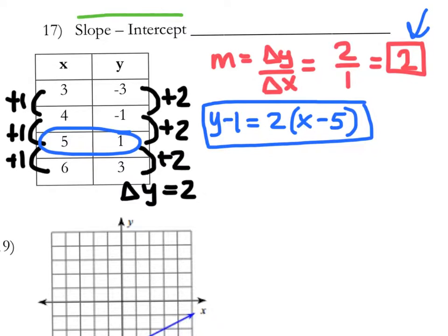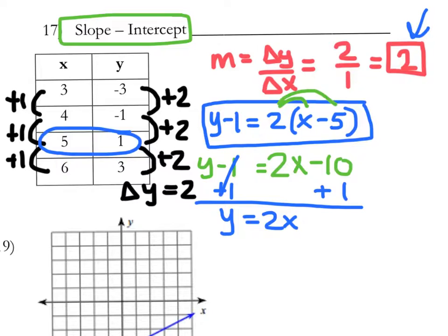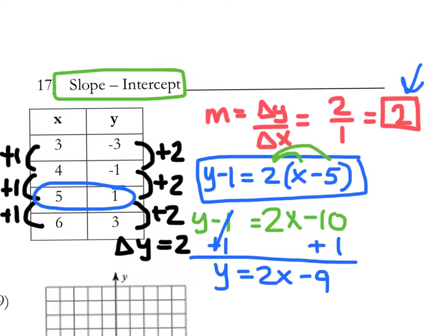However, this is asking for slope-intercept form, which is y equals mx plus b. That just means I need to get y by itself. In order to do that, I'm going to start by distributing the 2. So 2x minus 10. On the left-hand side, I'm just going to drop down my y minus 1. And now I'm just going to add that 1 over so that I can isolate y. I got y by itself equals 2x, negative 10 plus 1 is going to be negative 9. So my final answer is y equals 2x minus 9.